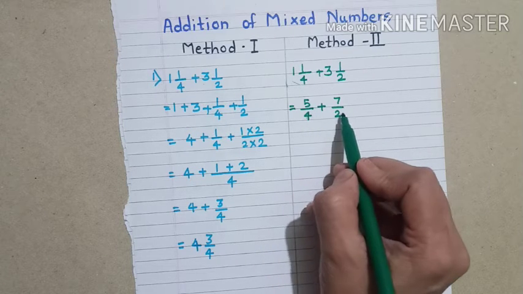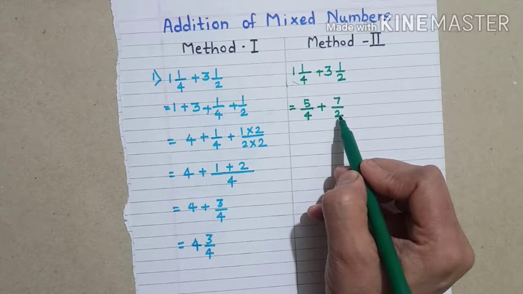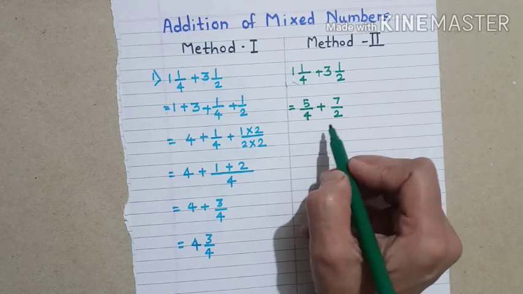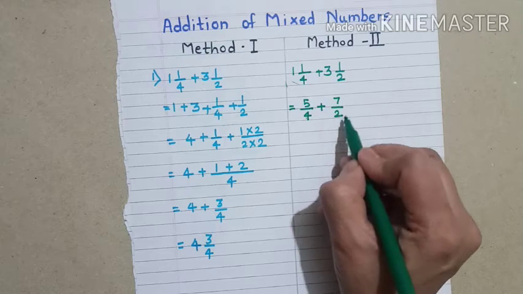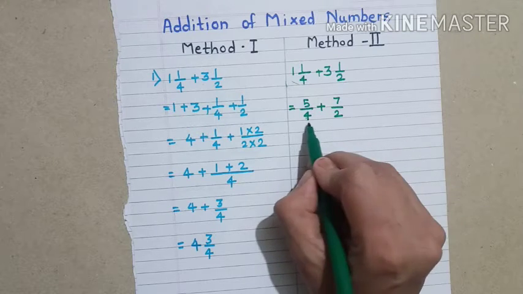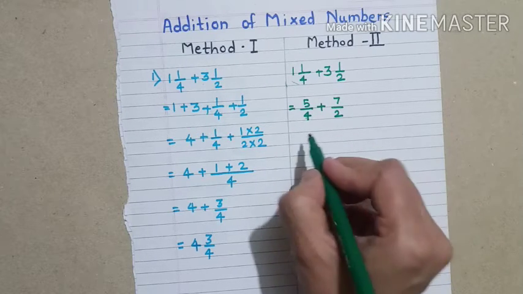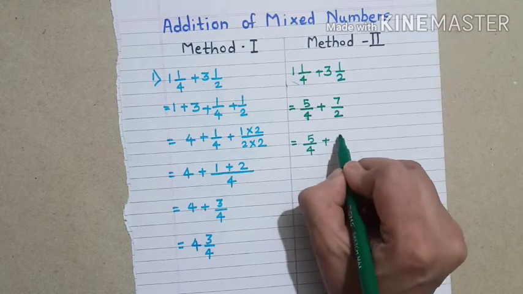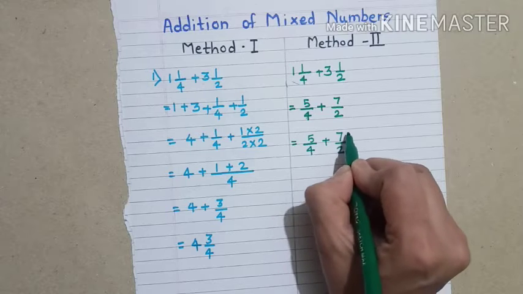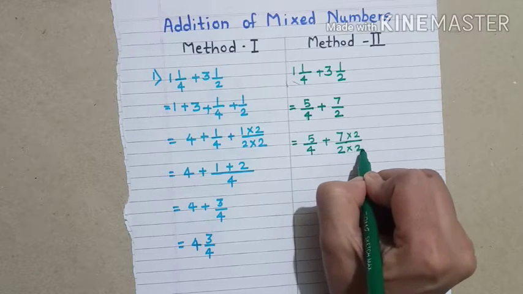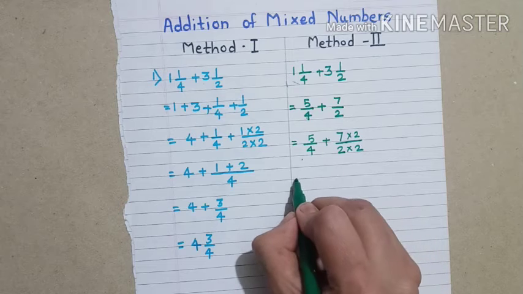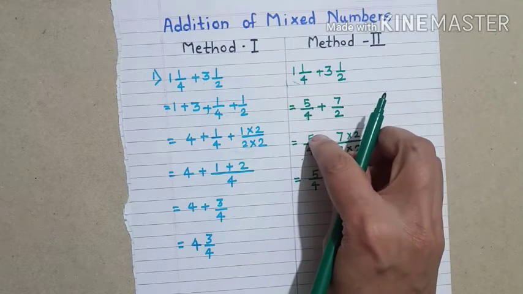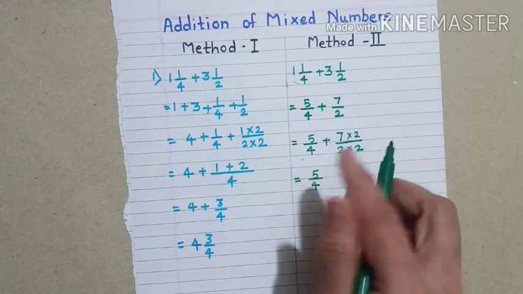Now these two fractions are improper fractions. So again make them like fractions. So in this example we can only multiply this fraction by 2 to make them like fractions. So 5 upon 4 plus multiply this fraction by 2 so that both will become like fractions. This is 5 upon 4, we will write it as it is.